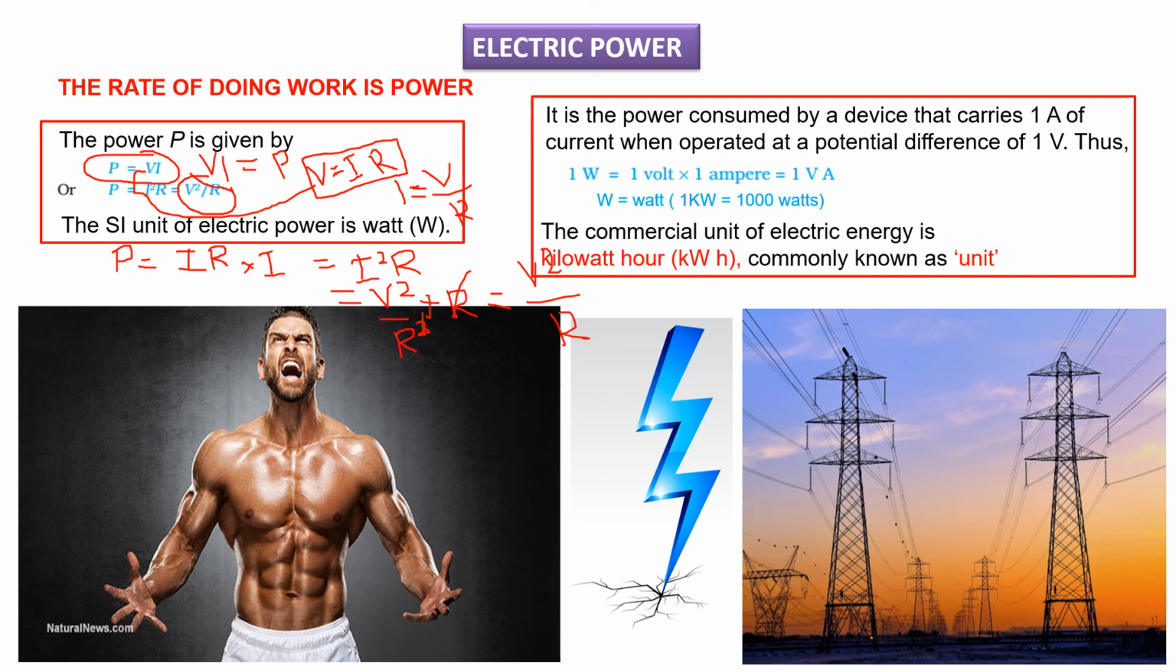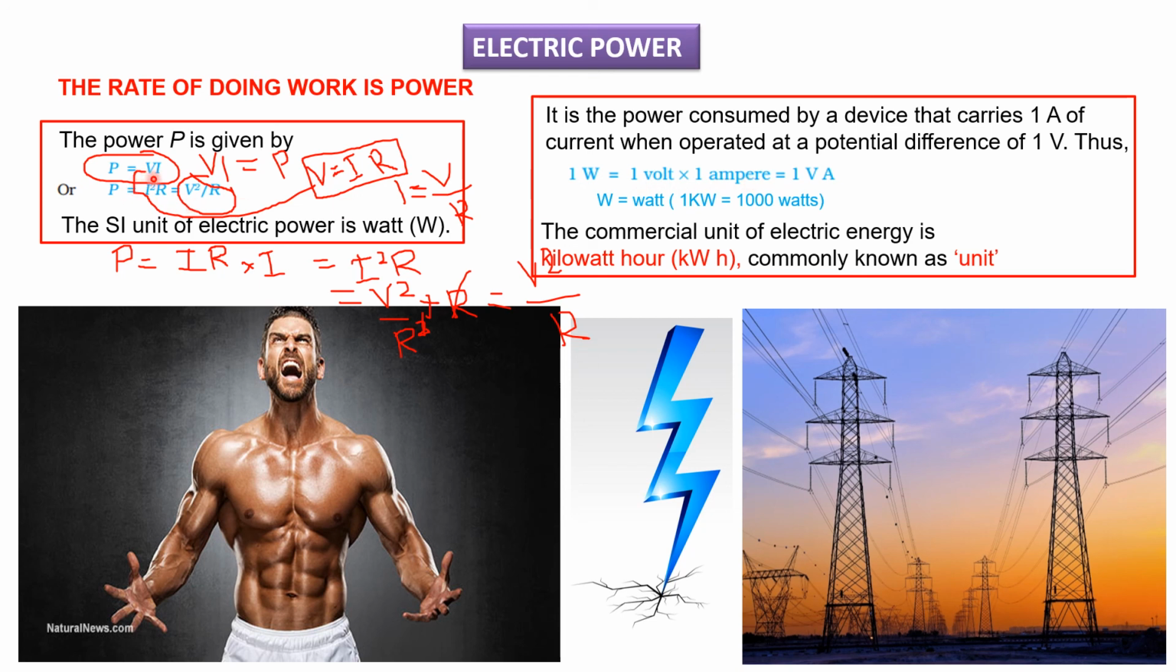So what is the SI unit of electric power? Electric power is watt, represented by capital W. So what is electric power? It is the power consumed by a device that carries 1 ampere of current when operated at a potential difference of 1 volt. Thus, 1 watt is equal to 1 volt into 1 ampere.